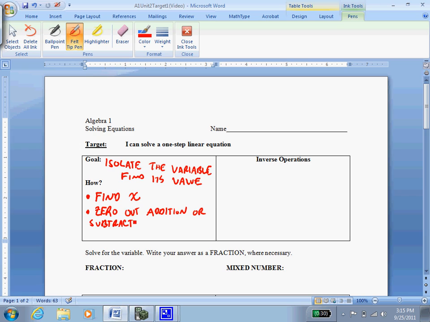So if any number is either being added or subtracted to x, what we want is to add or subtract the same number. So when that crosses out, what you'll end up with is x plus 0, which is awesome because x plus 0 is just the same number, it's just x, because adding 0 does not change the value. The other thing we want to do is cross out multiplication or division to 1.